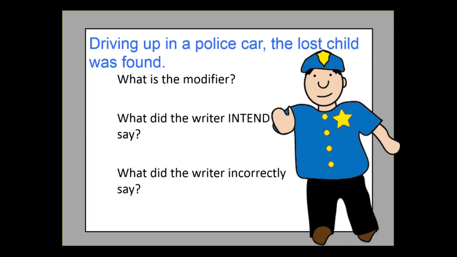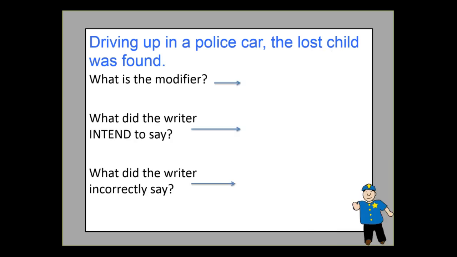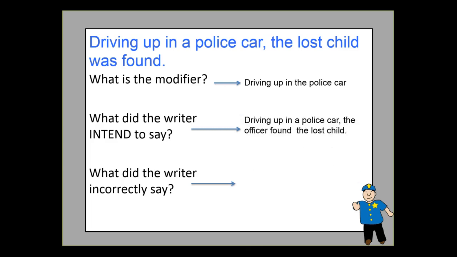All right, so: driving up in a police car, the lost child was found. We want to know what the modifier is, what the writer intended to say, and what the writer incorrectly said. So we're looking for three things. What is the modifier? Driving up in a police car is your modifier. What did the writer intend to say? That driving up in a police car, the officer lost the child. What did the writer incorrectly say? The lost child was driving up in a police car.